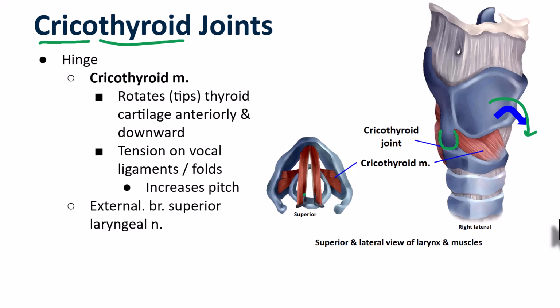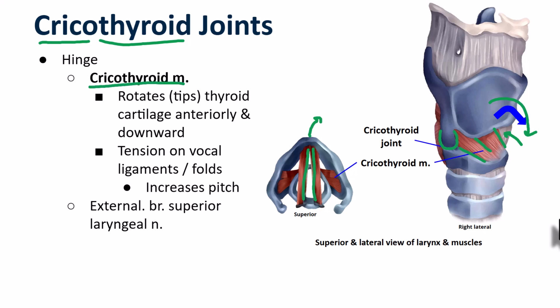Now, because the vocal ligaments run between the arytenoid cartilages and the thyroid cartilage, when that thyroid cartilage tips downward, that applies more tension on the vocal ligaments. Keep in mind that tension is proportional to pitch. So as tension increases, pitch also increases. The cricothyroid joint is moved by the cricothyroid muscles on either side, and these are flanking the median cricothyroid ligament. So when the cricothyroid muscles activate, pitch increases.